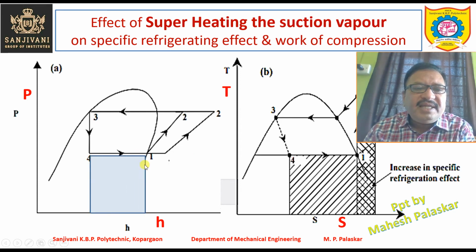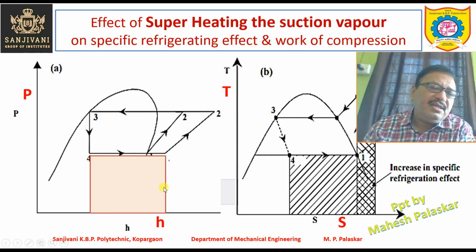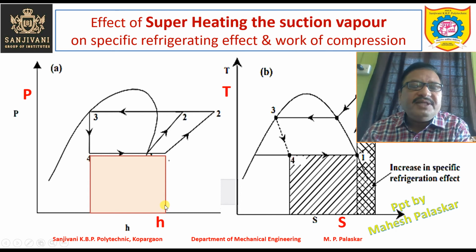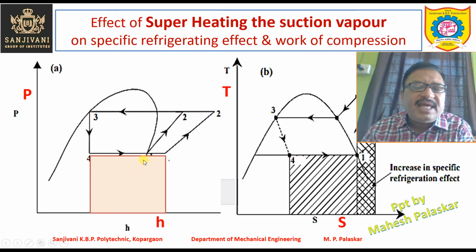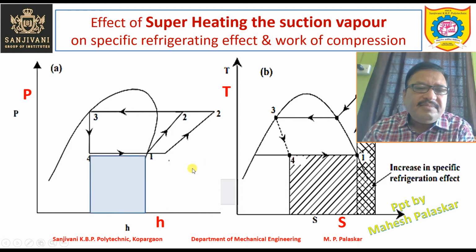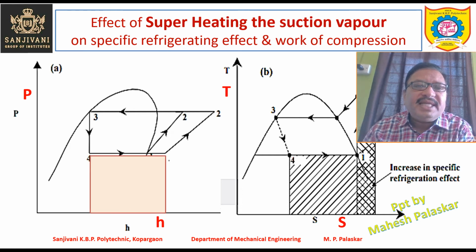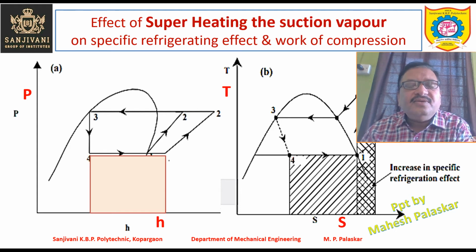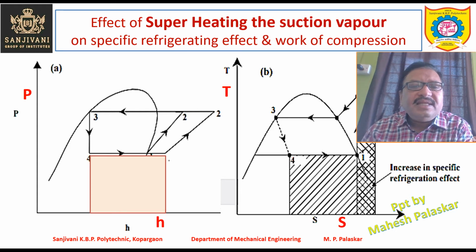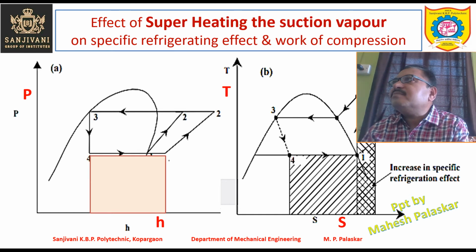So this is the refrigerating effect. This area indicates the refrigerating effect without superheating. And when superheating is done, the area is increased. That means this area now represents the refrigerating effect when superheating is done. So clearly you can see that the area is increased. Previously this is the area, after superheating this is the increased area due to superheating. So we can see that the area is increased due to superheating. That means the refrigerating effect is increased due to superheating.